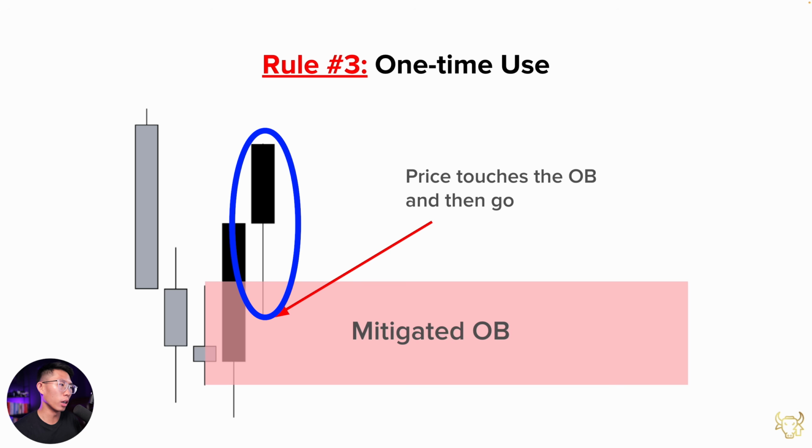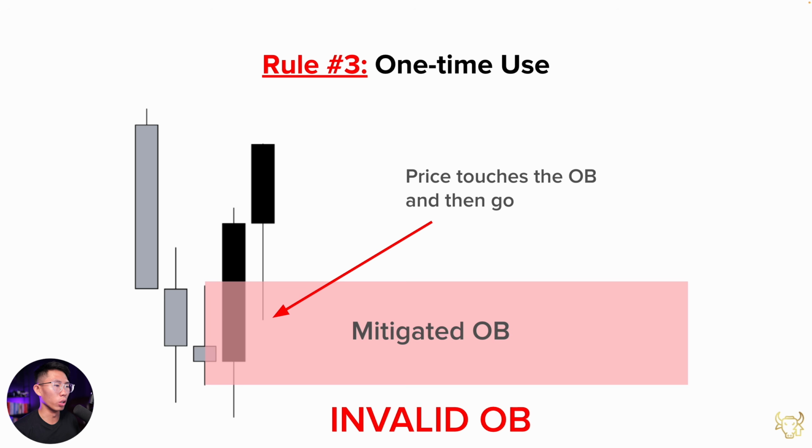Now the next rule is that order blocks are one-time use. So in this case right here, look at what price did. The second candle after the drastic move, after price has created this inefficiency, actually went back down to touch this order block that we have created earlier, right? So this was once again the inefficiency, and then this is the order block. And you can see the second candle actually comes back down, touches the order block before going up. So this is what we call a mitigated order block, right? Price has already touched the order block and then gone. We don't want something that is used. We want something that is new. And this means that this order block is invalid.